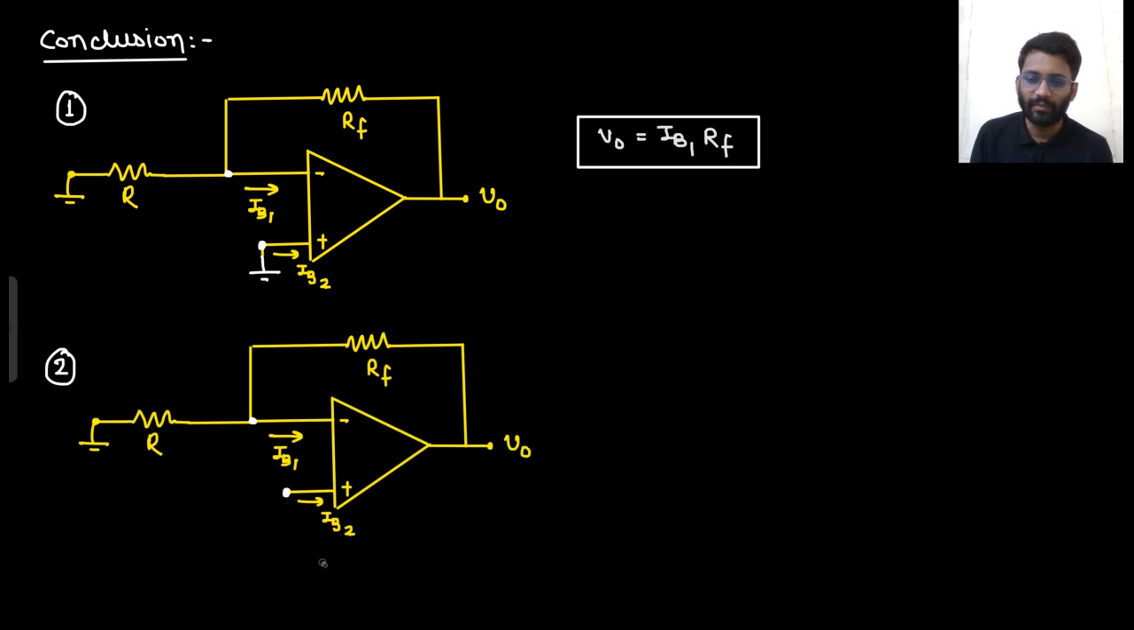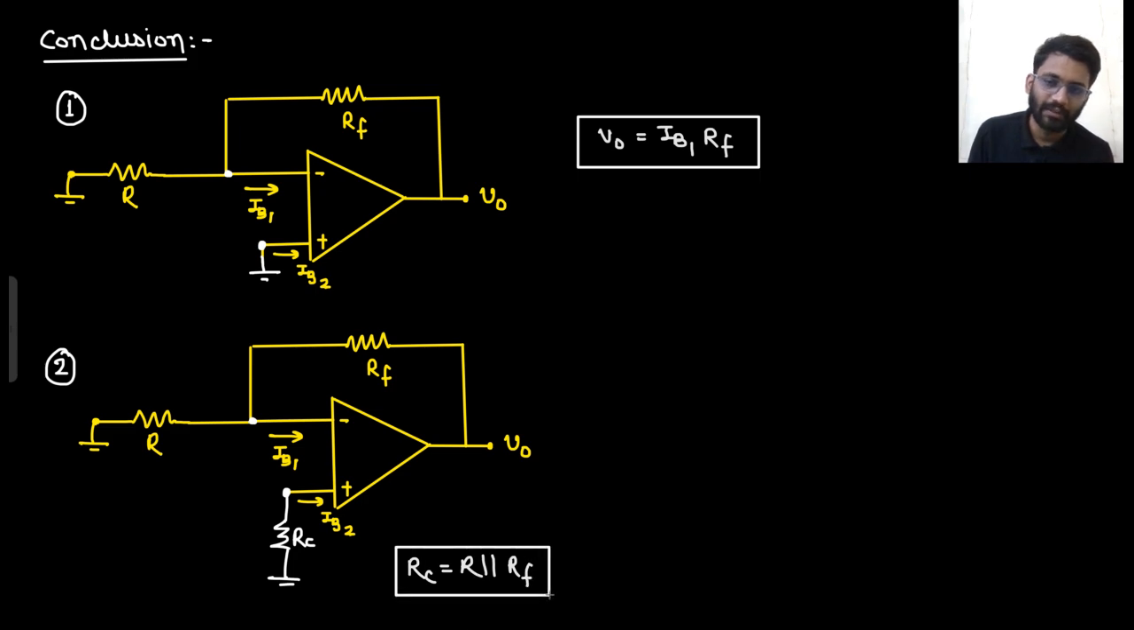So if you connected a compensation resistance, where RC is R parallel with RF. If you have connected this compensation resistance, then what is the output you are getting? The output you are getting is I offset into RF, right?